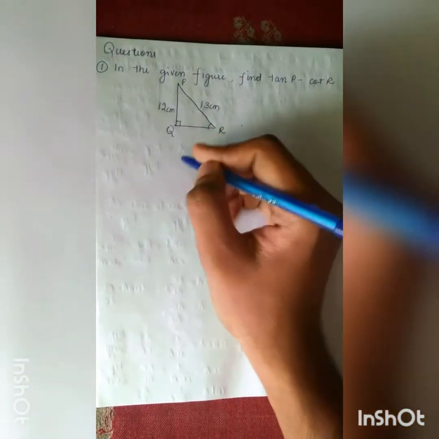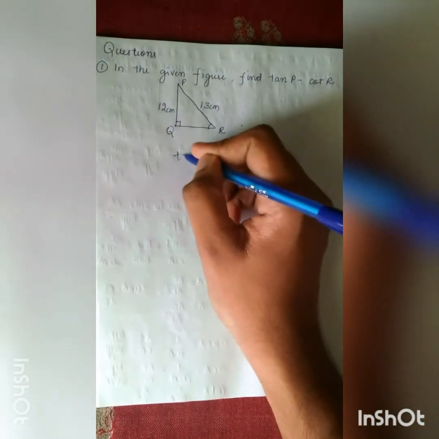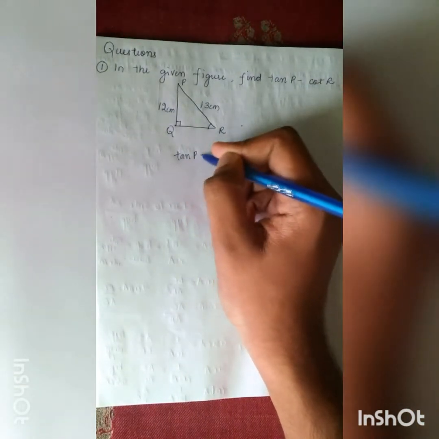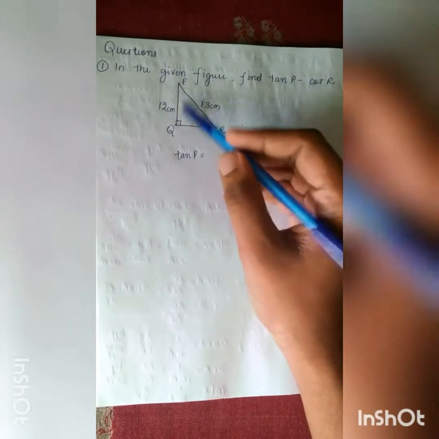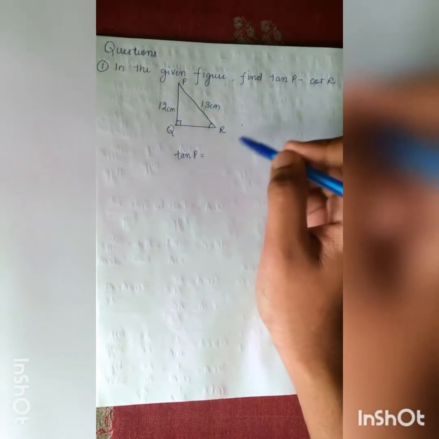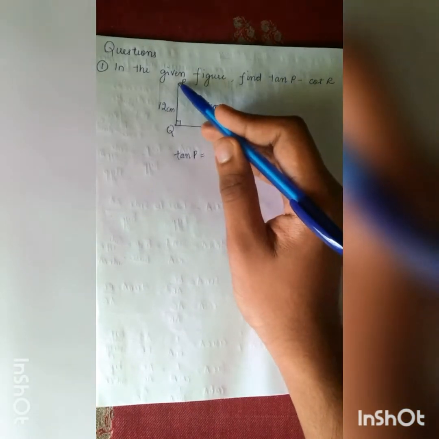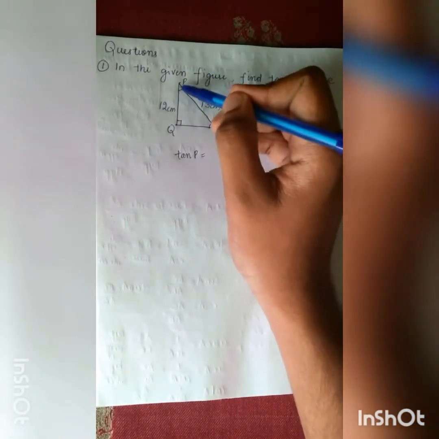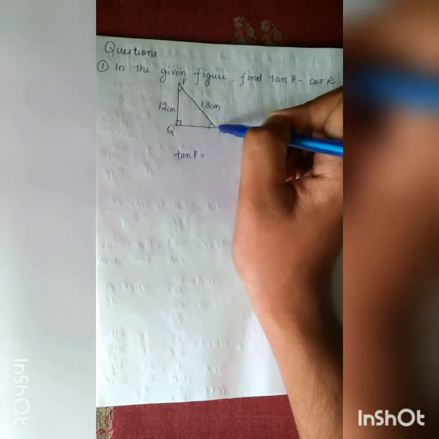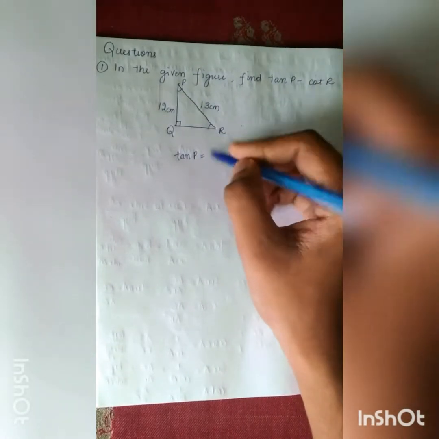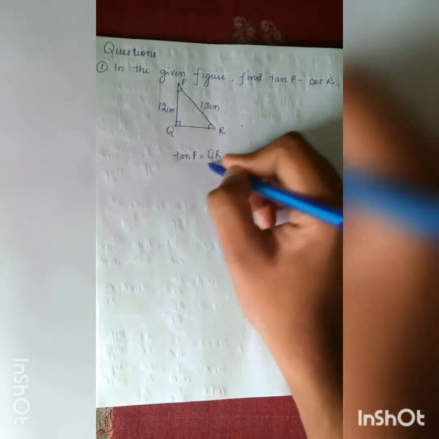So we know that tan of an angle is always given by the perpendicular divided by the base. So we are required to find the tan of P. So we will take this P. So this will become the base and this will be the perpendicular. So tan P will be equal to QR by PQ.